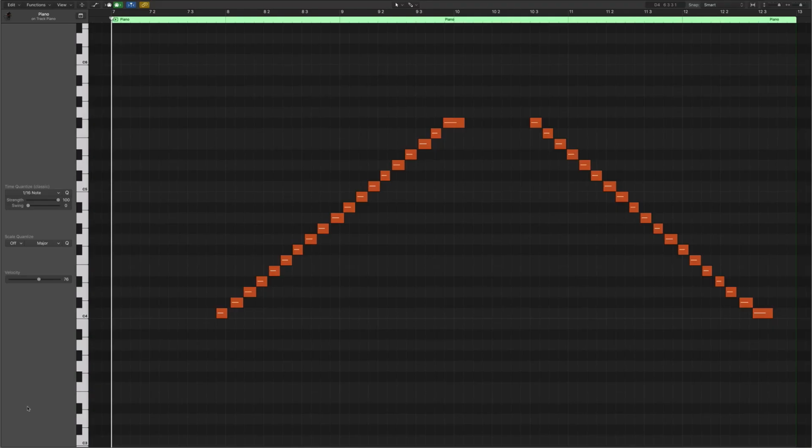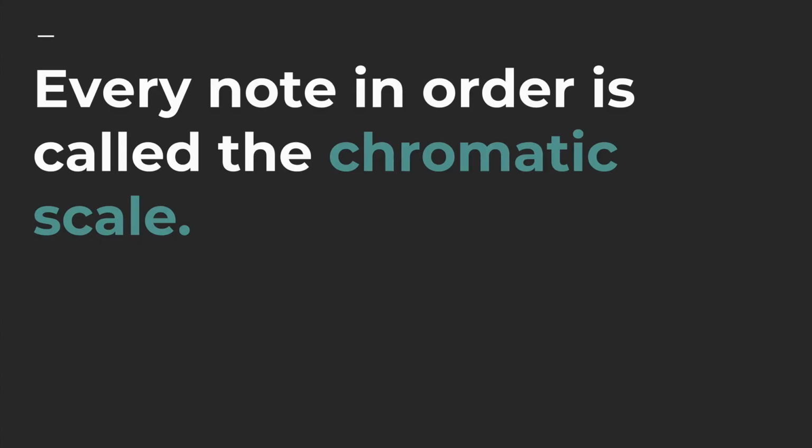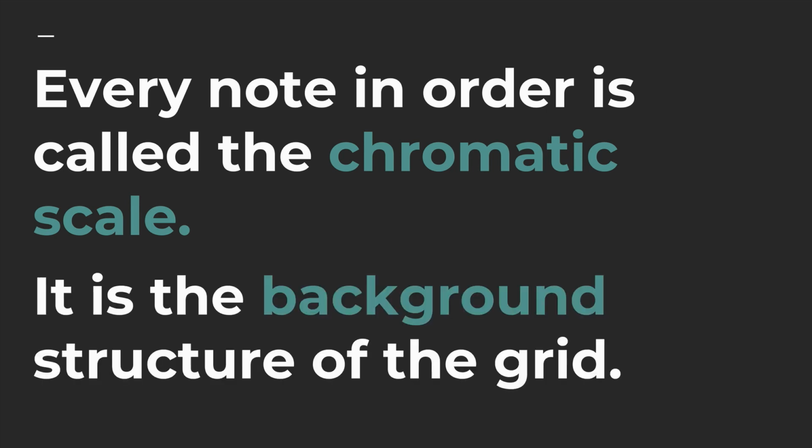What you just heard there was the chromatic scale, and it is every single note in order. In your DAW, it might look like this. Every single note in order is called the chromatic scale, as I said, and it is the background structure of the grid at its most basic level in Western music.